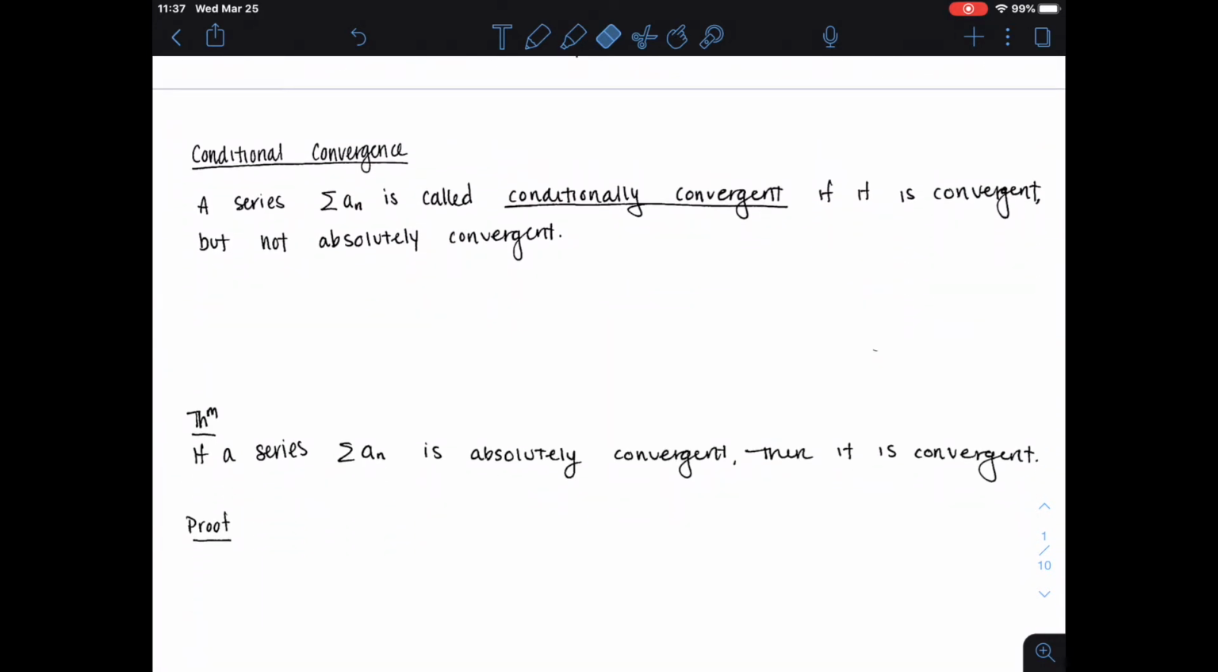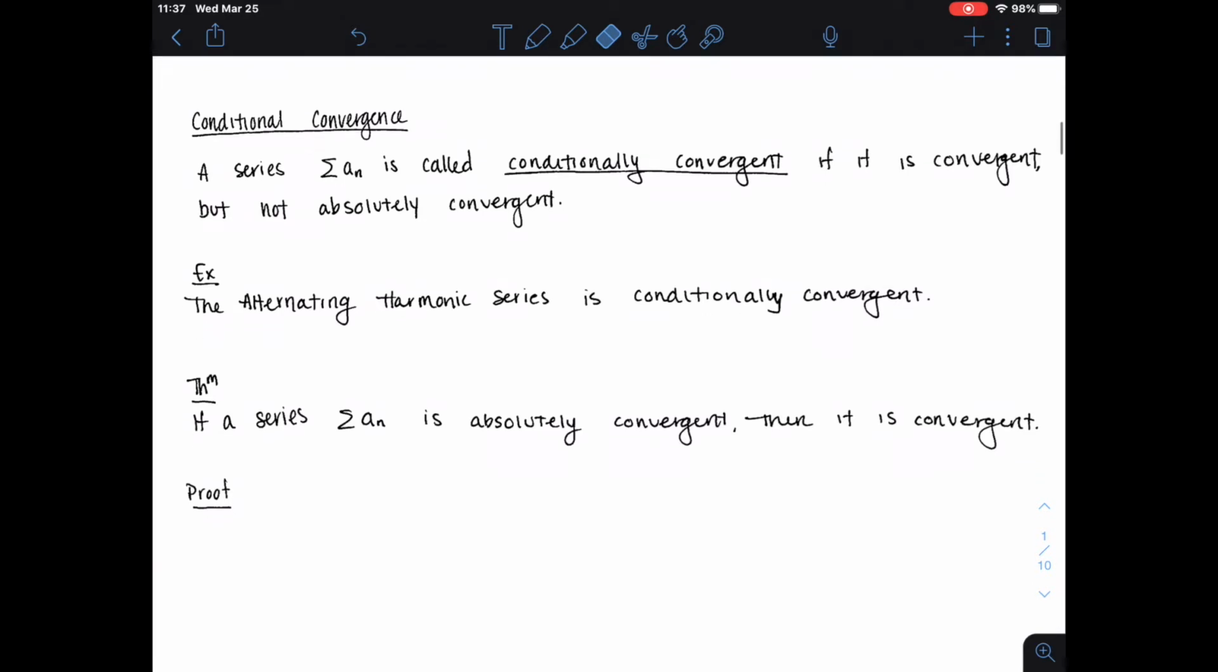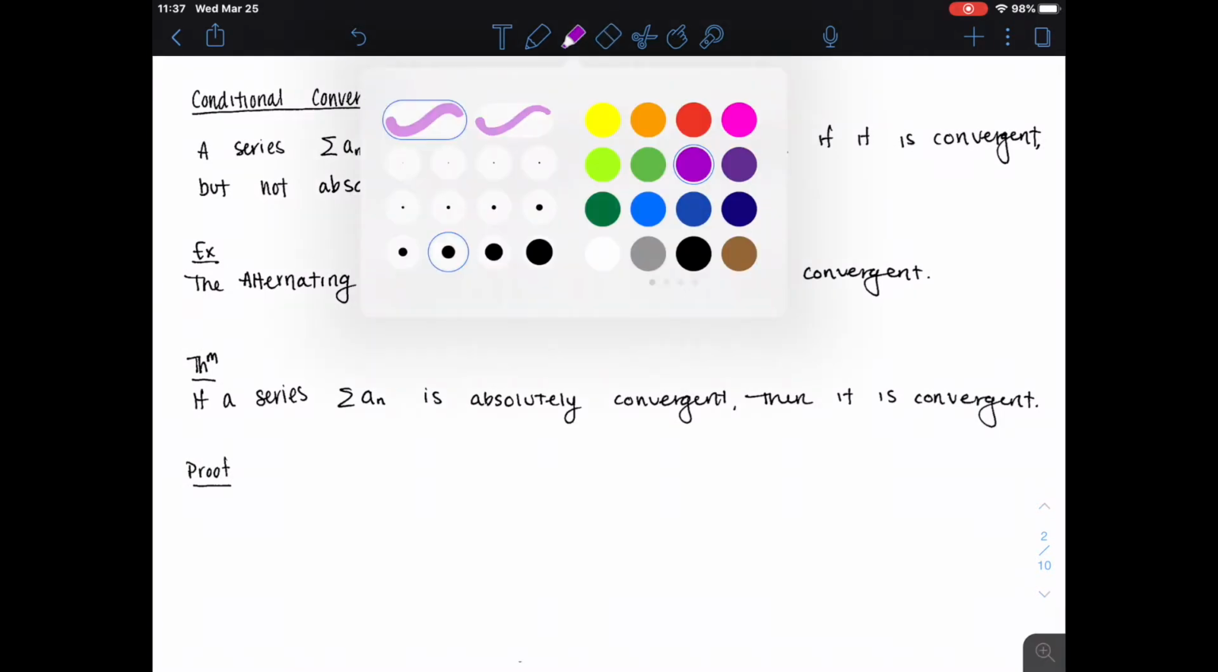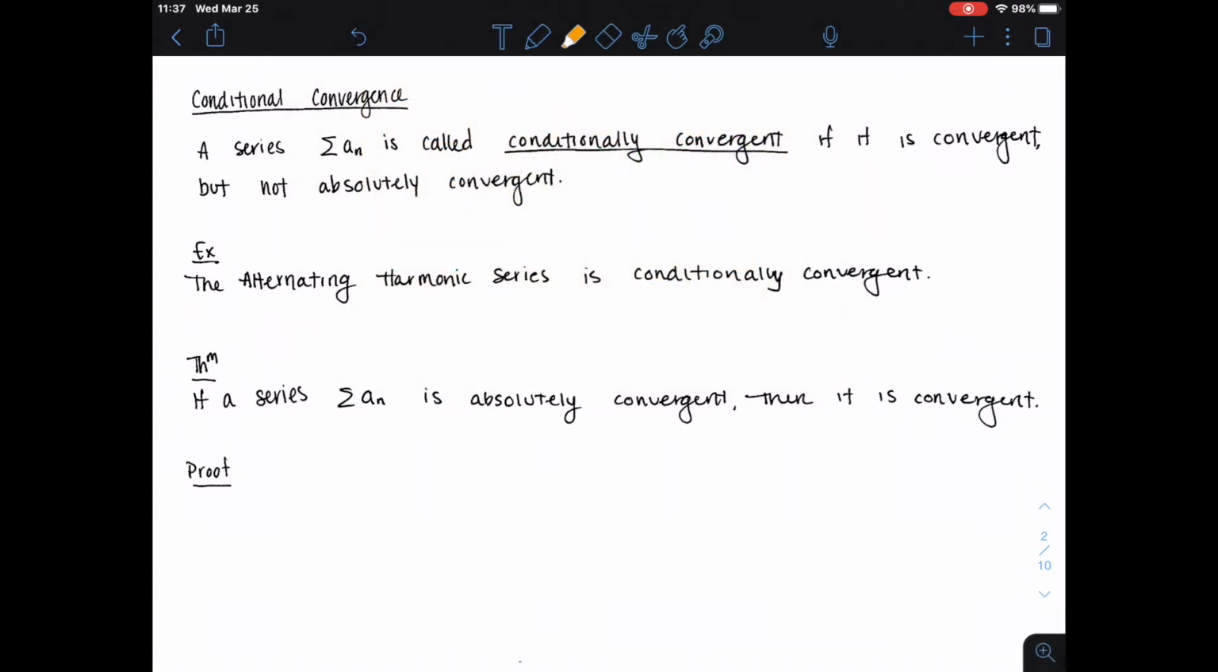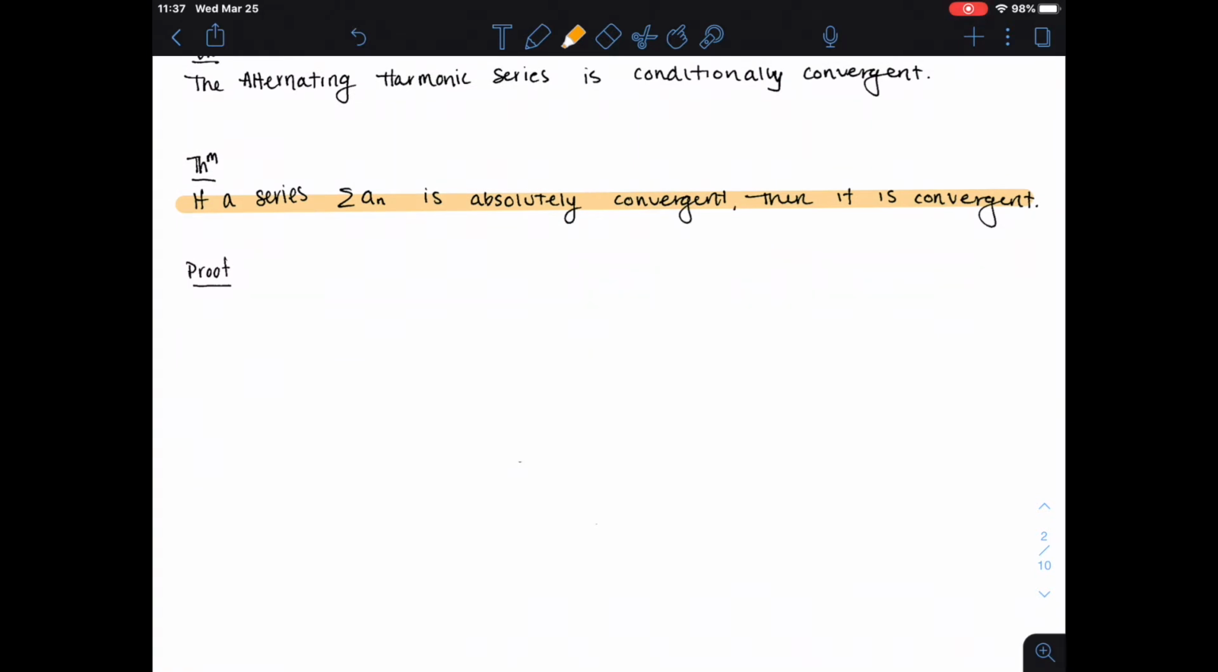So basically, if you're looking for an example of something that's conditionally convergent, that would be the alternating harmonic series. The alternating harmonic series is convergent, but it's not in absolute value. So this is a theorem that really sums up how powerful this absolute convergence is. If a series is absolutely convergent, then you know it's just this normal convergence that we've dealt with before. And we're going to go through a proof of this because it's pretty short and it just applies the comparison test.